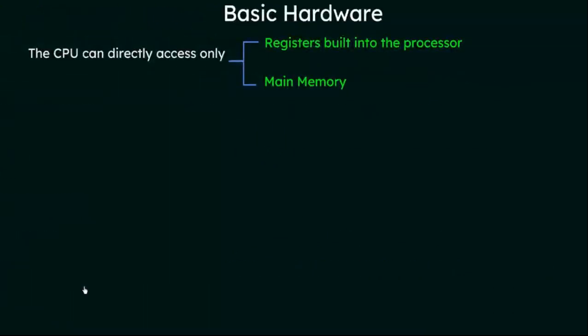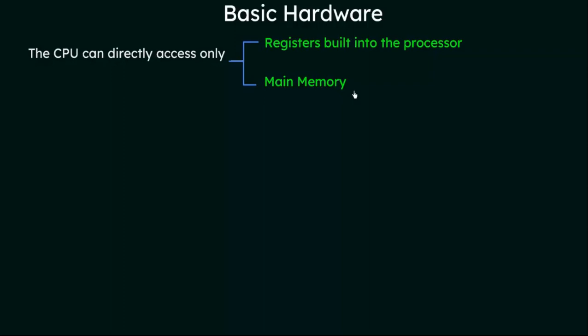All right, now moving on to the basic hardware structure, the CPU can directly access only two kinds of memory. What are they? The first is the registers built into the processor, and then the main memory. So the CPU, the central processing unit of our computer, can directly access only these two things, the registers and the main memory. So what are the other things that we have apart from registers and main memory?